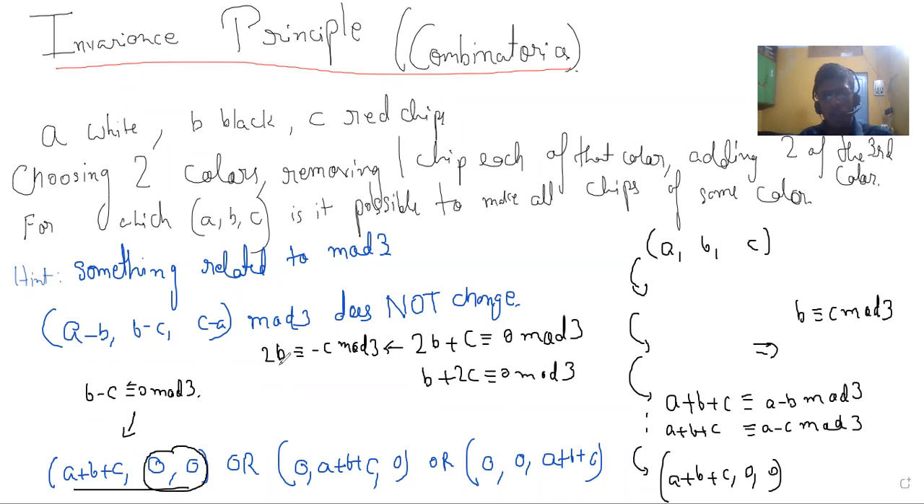Because even if you write it like this, 2b is congruent to minus c, how does it help? Because minus 1 is the same as 2, and so that is b congruent to c. So we don't get anything more. All we know is that two of them have to be the same modulo 3. Any two, it's not just b and c actually. Any two of them have to be the same modulo 3.